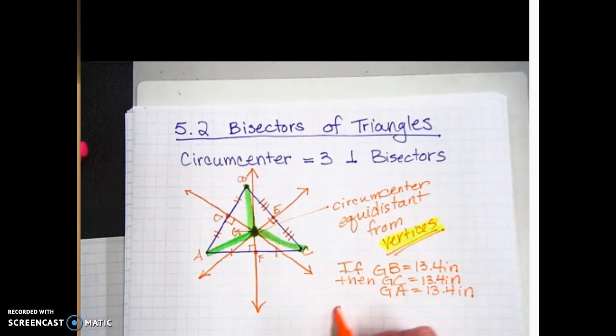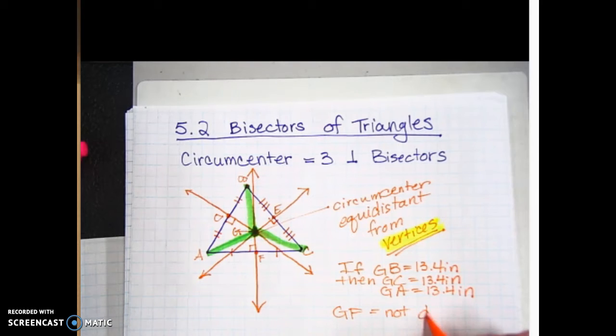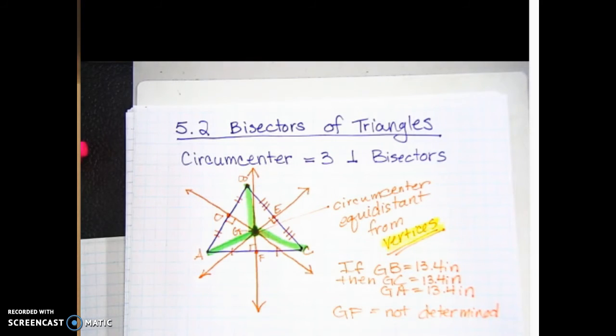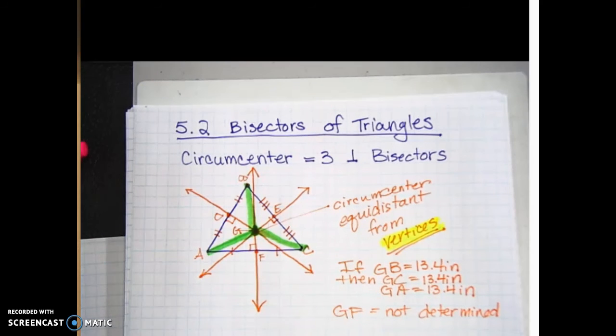Please note that GF, so from here to here, is not determined. It has no special relationship. They may give it to you and they may tell you how long it is, but with the 3 perpendicular bisectors in the circumcenter, it doesn't have a special measurement. Okay? So you might get like a trick question on that. All right, so we are going to do an example. We'll call this example number 1.